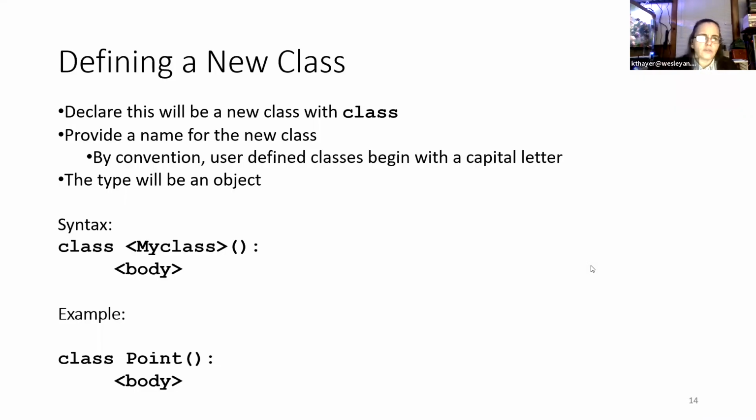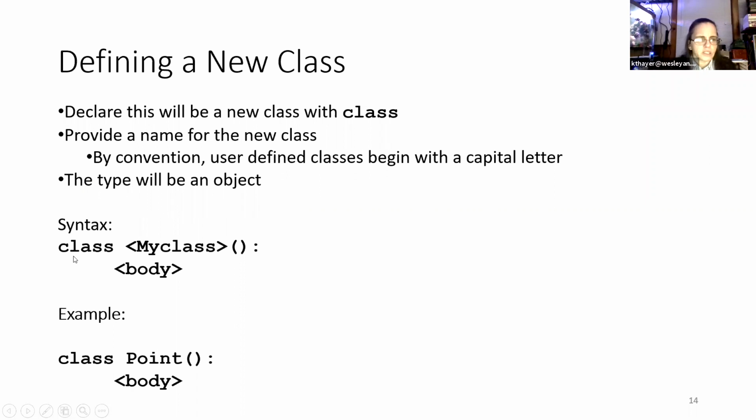So what we're going to do is define a new class. We're going to declare this as a new class using the keyword class. We need to provide a name for the new class. And so, as you might expect, it's going to pretty much follow the same convention that we've used for defining functions and other variables. Can't start with numbers, don't use special characters, you know the drill. By convention, user-defined classes begin with a capital letter. So this is not enforced by Python, but it's a convention that people use, and it's helpful to identify it as being a class. So the type will be an object.